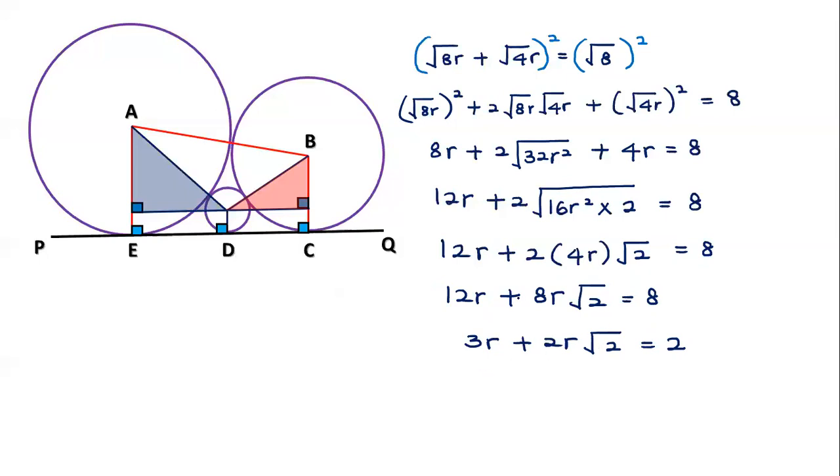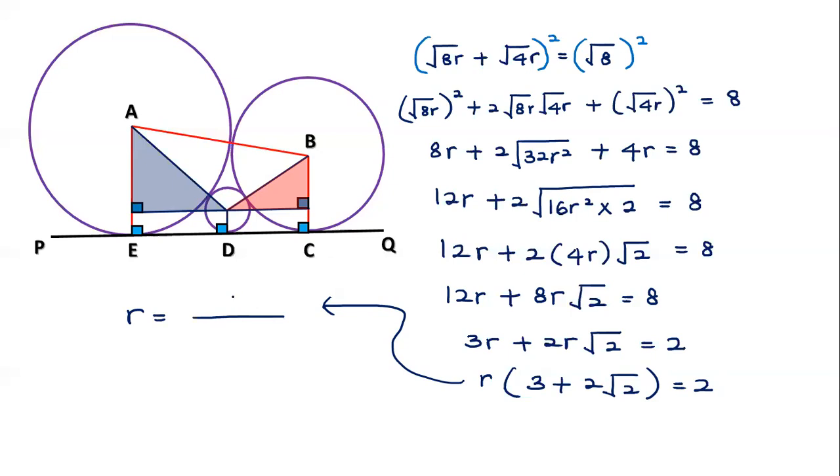So now the question asks for r, right? So I'm going to factorize the r for you. You have 3. So I'm going to continue here, class. Sorry. Okay, so the final answer is going to be r equals 2 over 3 plus 2 square root of 2. This whole bracket is multiplied, so when you bring it over to that side, it's going to be divide. And this is your final answer, class.